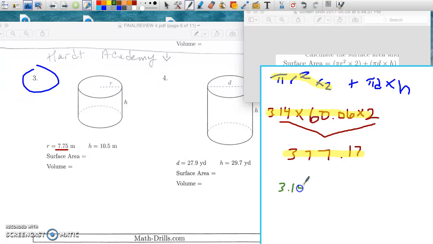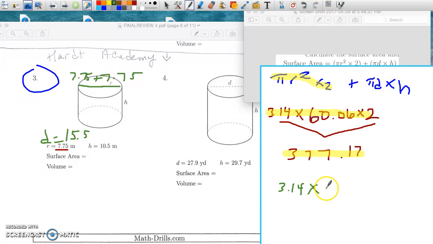Pi, 3.14 times diameter. My diameter, oh my goodness, it doesn't give me diameter. It only gave me the radius. The radius is 7.75. Halfway, 7.75. So how much would it be all the way? Double it. This half is 7.75. That means this half will be 7.75, right? So add them together, you get a diameter. So my diameter is going to be 7.75 plus 7.75. So my diameter is going to be 15.5.